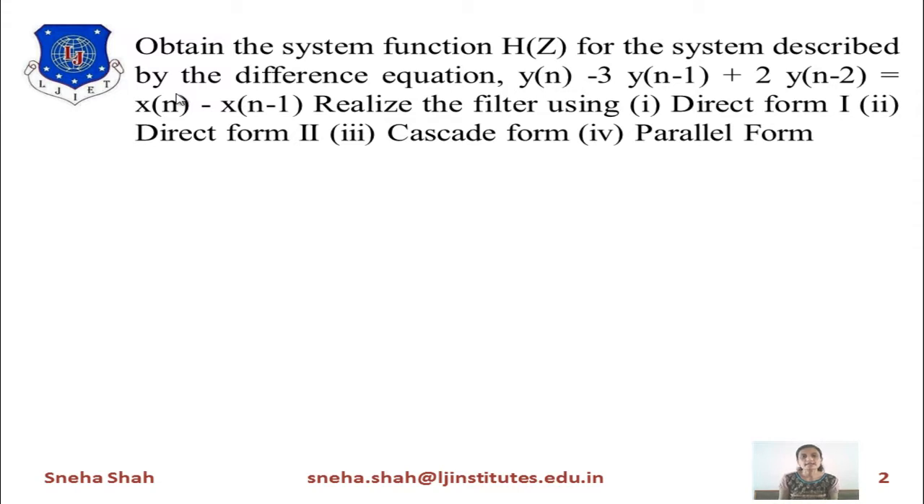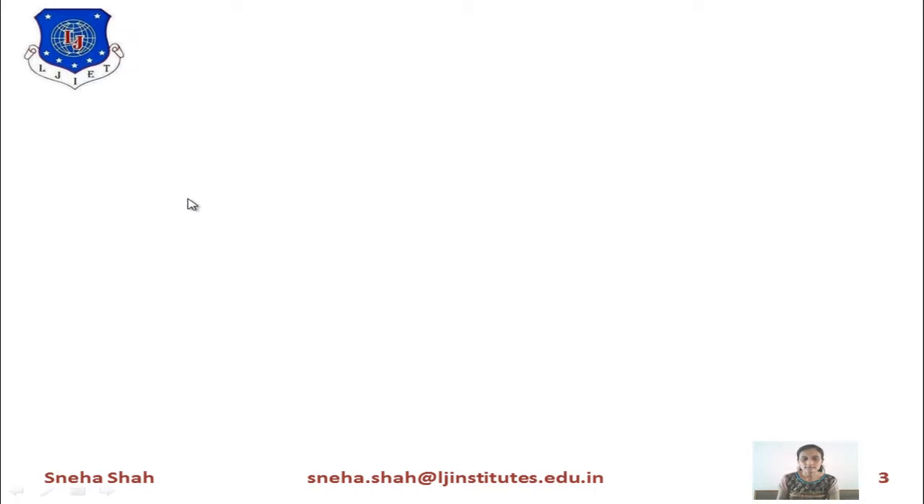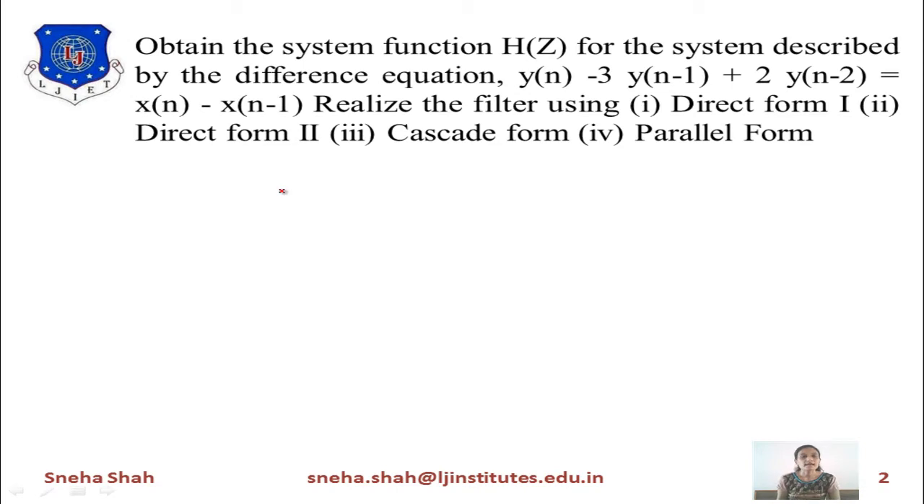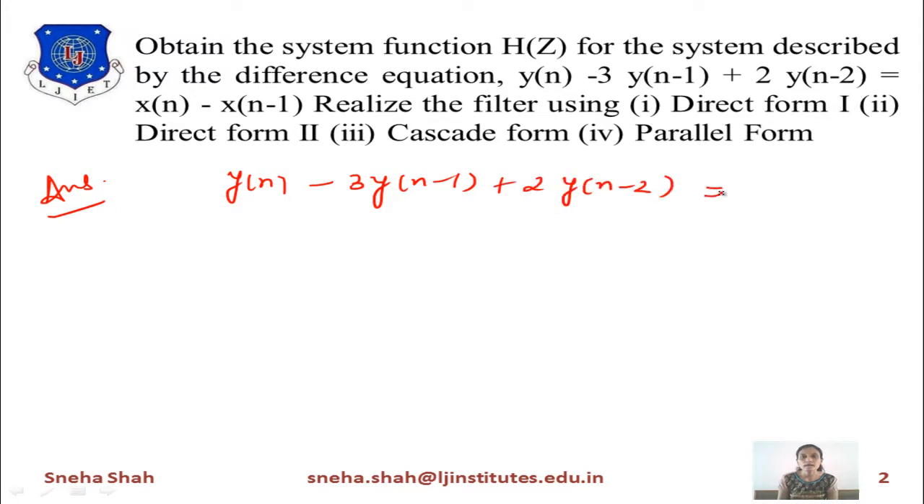Now how will we find the system function from this difference equation, and how will we realize it in these four forms? If an example is given to you with a difference equation, you start by writing the difference equation: y(n) minus 3y(n minus 1) plus 2y(n minus 2) equals x(n) minus x(n minus 1).